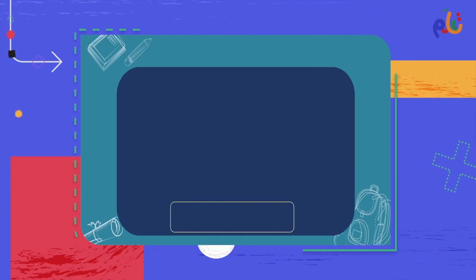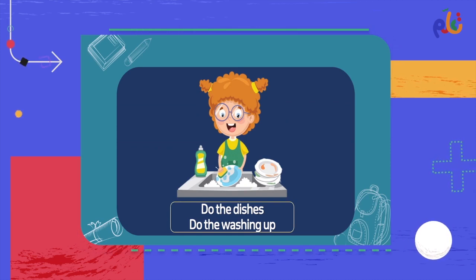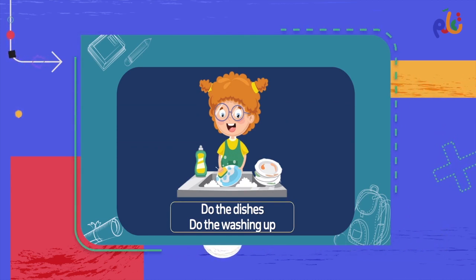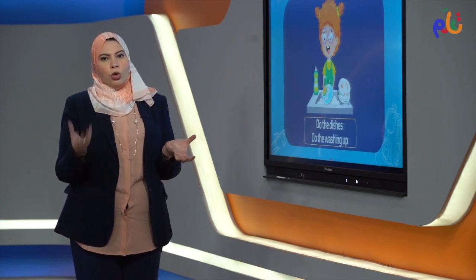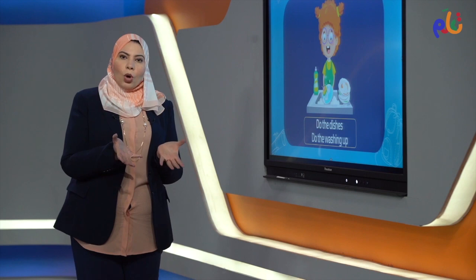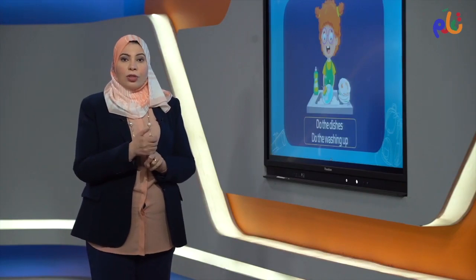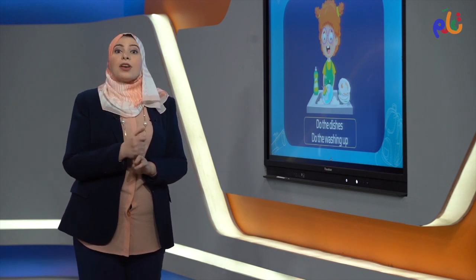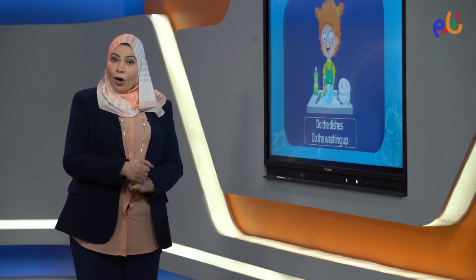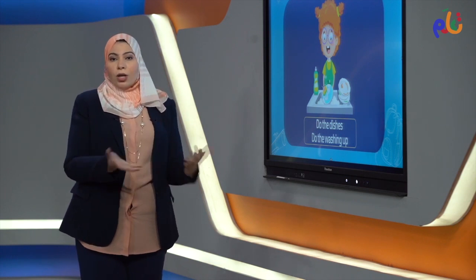So let's start. The first thing that we have is do the dishes. And we can call it do the dishes or do the washing up. So both are the same. So let's think together. In our home or in any home, who might be responsible for that? Who can perform that duty? So the kids can do the dishes, or the mother can do the dishes, or the father can do the dishes. So anyone can do it. So this responsibility can be shared. So do the dishes is the first household chore.